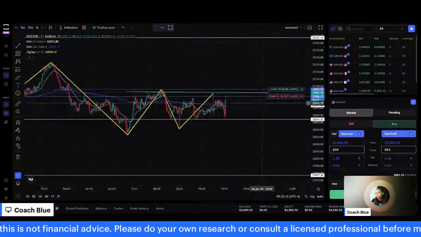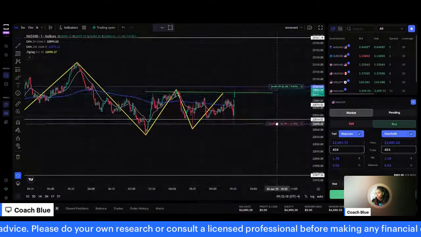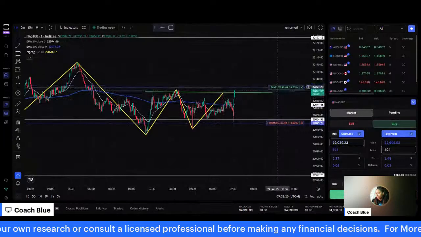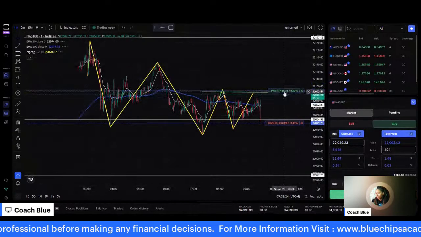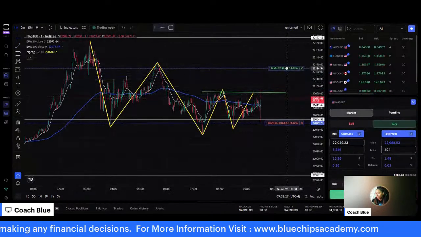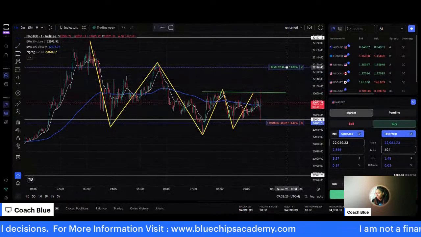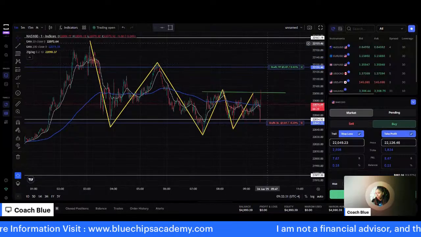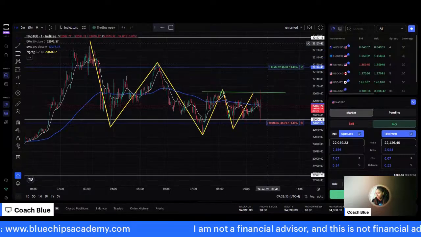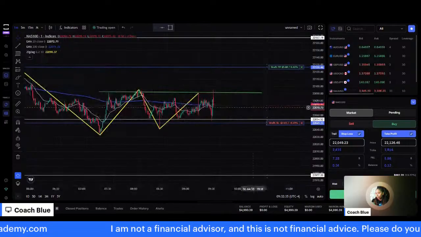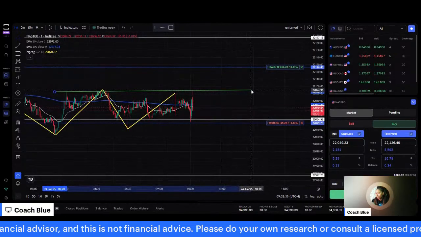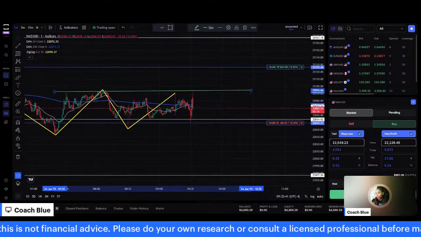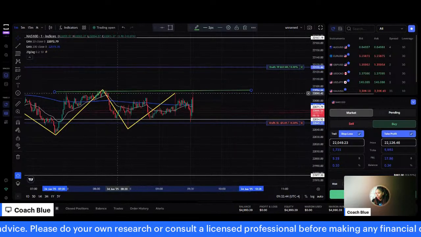So my stop loss would be right under this area here. My take profit, TP1, would be here. Okay, and then I will probably put either TP2 here or let it ride. We'll just see how this plays out. But we can see that price is finding resistance here. Okay, so let's just look at this.